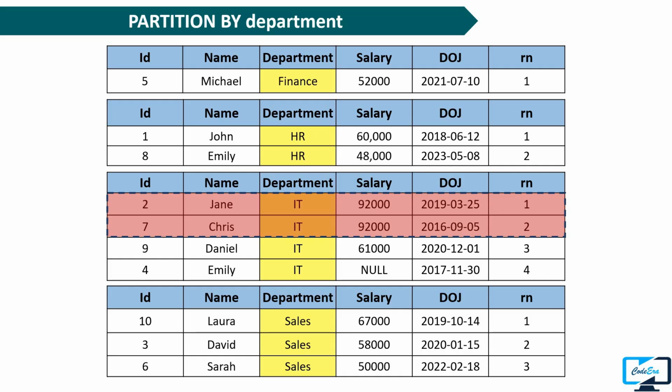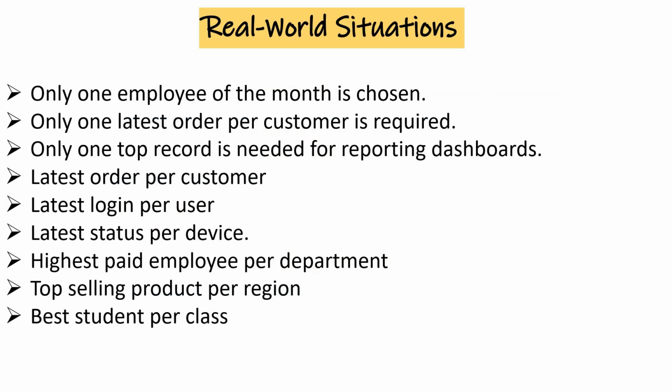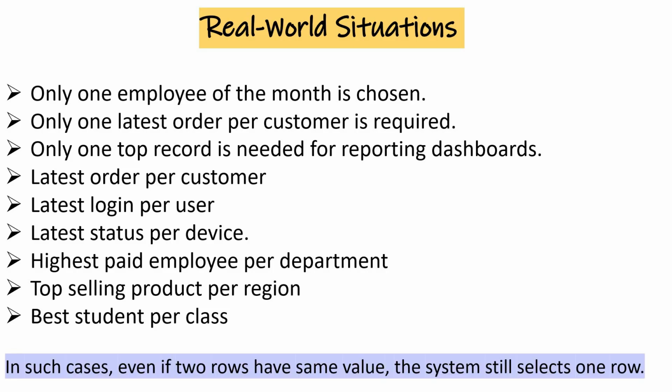So we use row number when we want only one record per group, even if the values are similar. In many real use cases, we have to choose one, not many. So here are some real world situations. Like we have to choose only one employee of the month, or we want the latest order per customer, or the top selling product per region, or we want the best student per class. So in such cases, if two rows have same value, then system will still select only one row. So guys, row number is for choosing exactly one row per group.